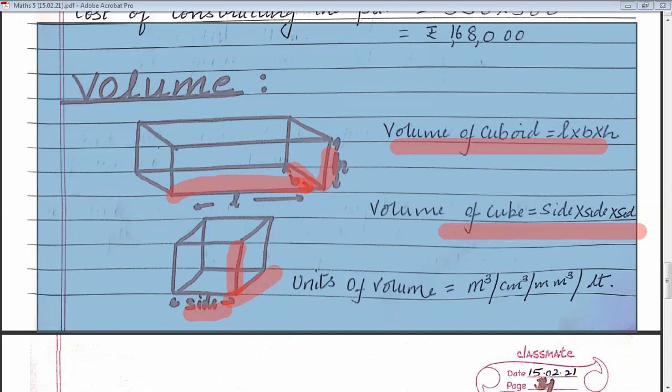Now let's discuss the units of volume. Now children, volume is always measured in meter cube, centimeter cube, millimeter cube, or liters. All these are the units of volume. If the sides are given in meters, then your answer will be in meter cube. Okay, so now I hope you have learned the formulas. Now let's move on to the questions.